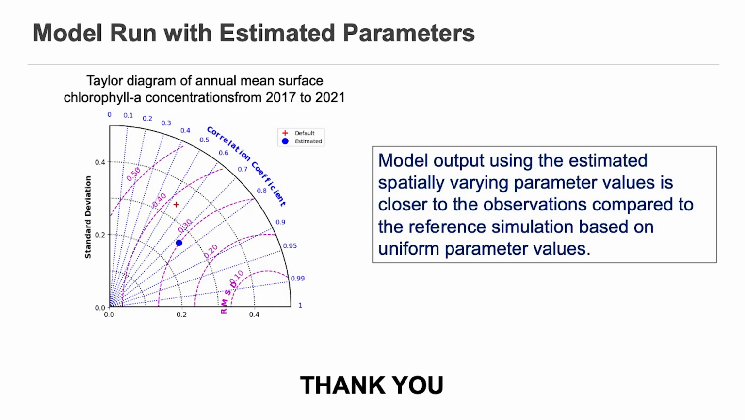And here is the Taylor diagram. The red cross is for the uniform default values, and the blue dot is for the simulation with estimation, and we can see that the output is far better, and it's closer to the blue observation. And with this system, we can better understand the biogeochemical processes in the global ocean with their variability.